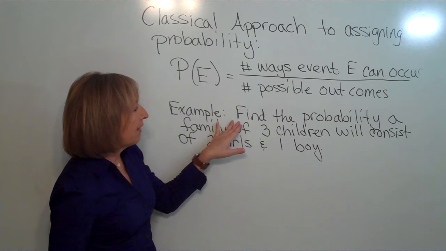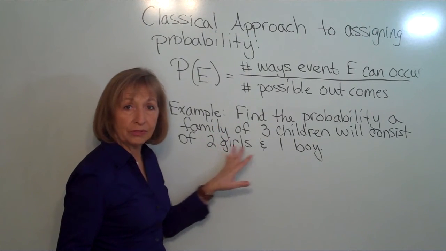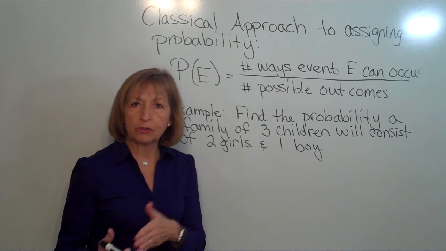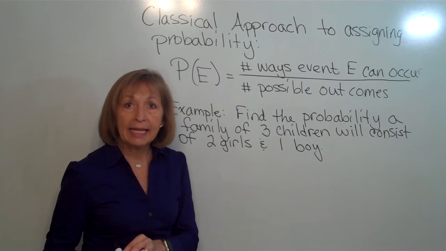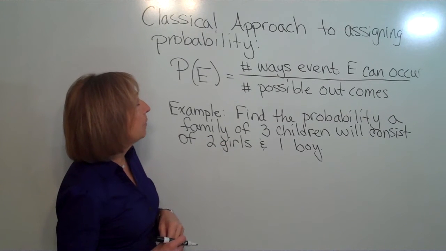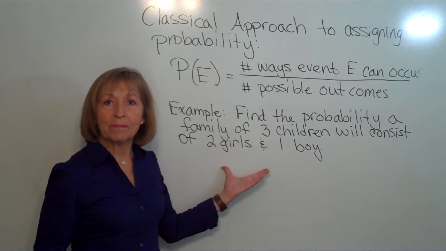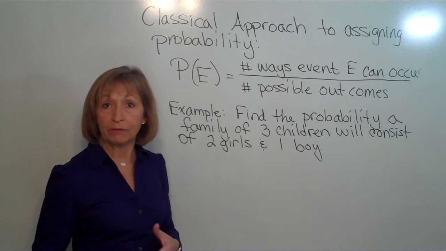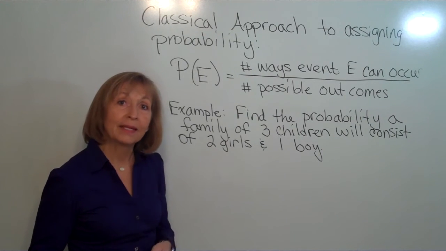So here we have, find the probability that a family of 3 children will consist of 2 girls and 1 boy. So I want to think about how all of the distributions of the girls and boys could happen in a family of 3 children, and then look at finding my probability of this with the classical approach. One thing that can help us make a sample space, if it gets a little bit confusing to keep track of what we've already listed and what we still need to list, is something called a tree diagram.